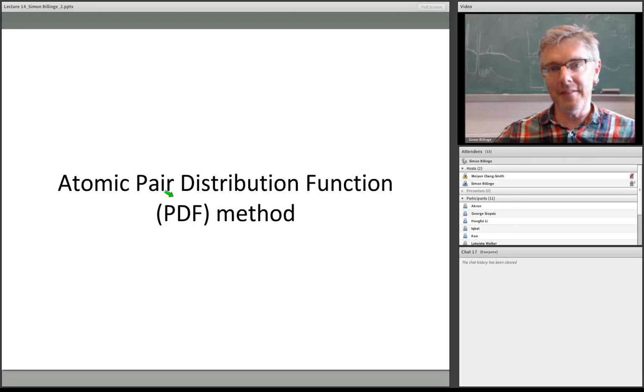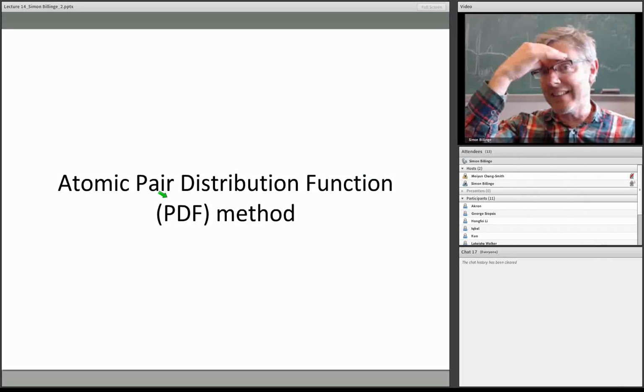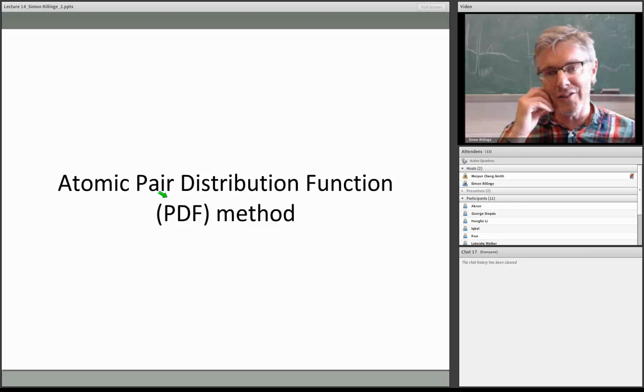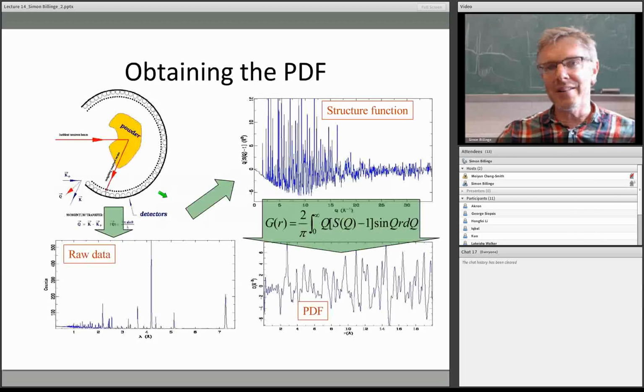I want to say a little bit about this atomic pair distribution function, or PDF. And this has grown in popularity over the last 15 years or so because we've actually managed to develop the experiments and the methodology for analyzing the data to the point that it's proving to be very useful in a wide range of systems. So we're basically studying the diffuse scattering, which is what I told you.